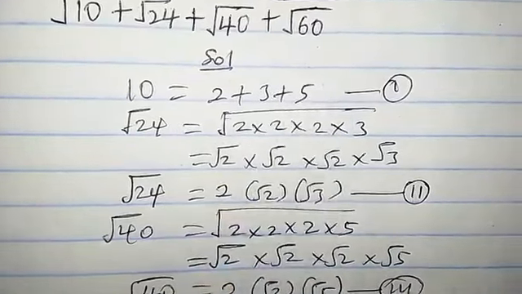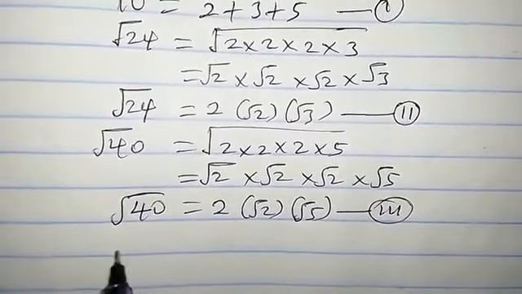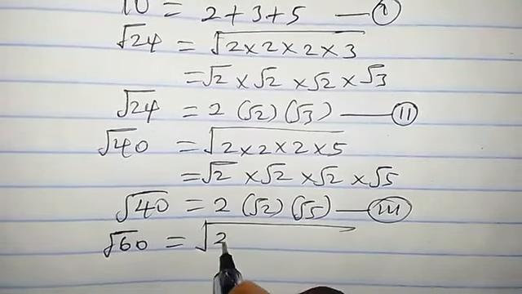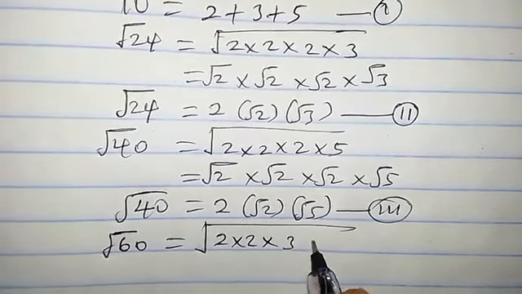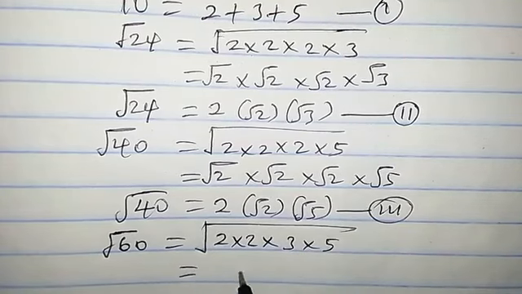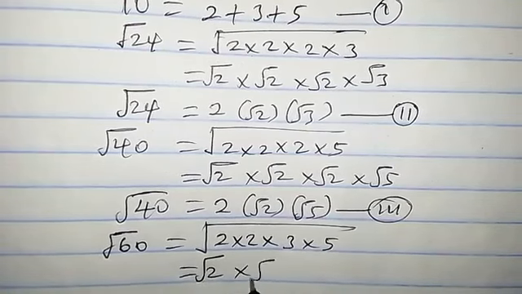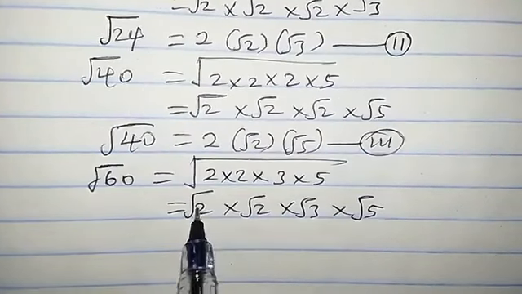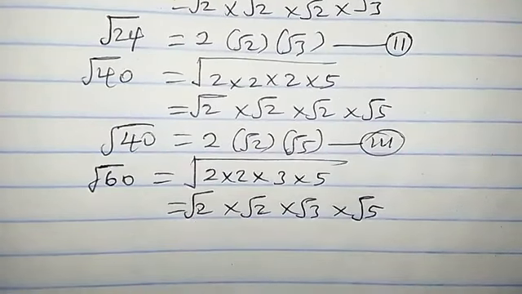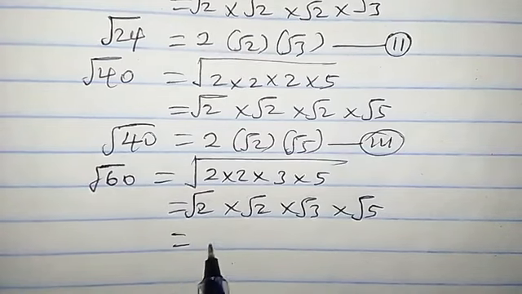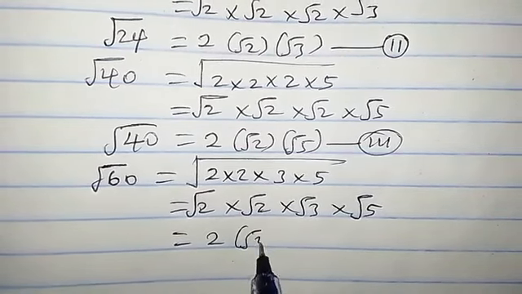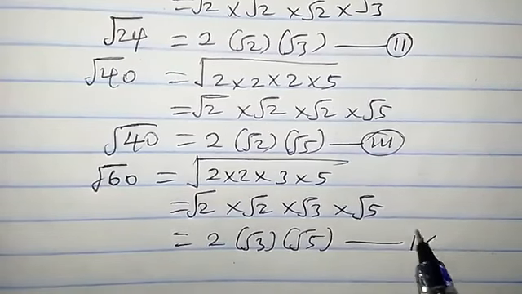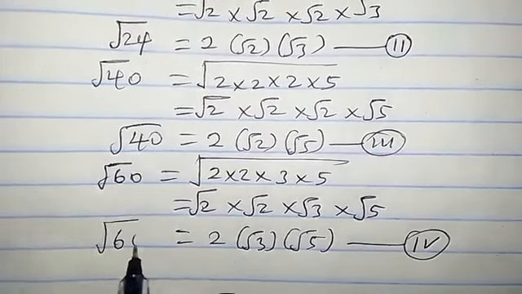Now for square root of 60, we're gonna have square root of 60 to be equals 2 times 2 times 3 times 5, which can also be written as square root of 2 times square root of 2 times square root of 3 times square root of 5. Square root of 2 times square root of 2, that is square root of 4. And square root of 4 is 2. So we're going to have 2 times square root of 3 times square root of 5. So let's call this equation 4, which is square root of 60.